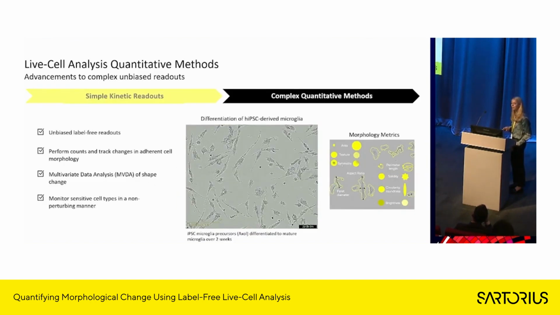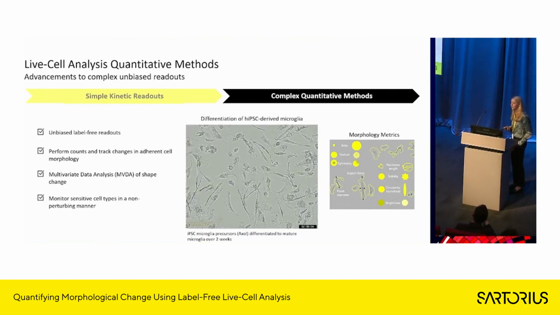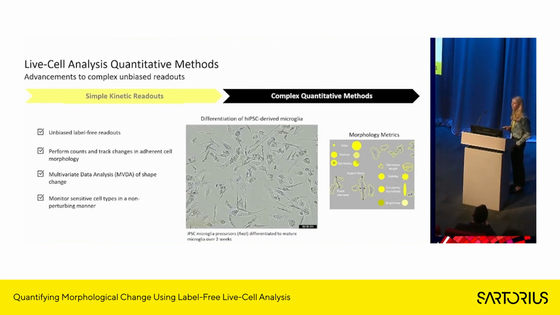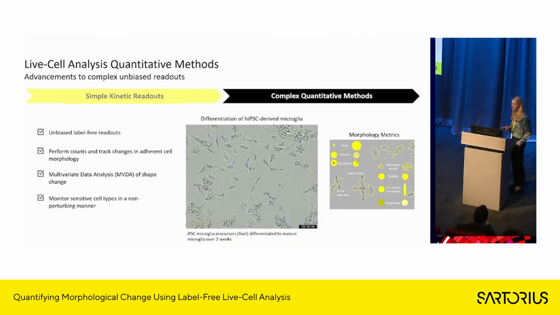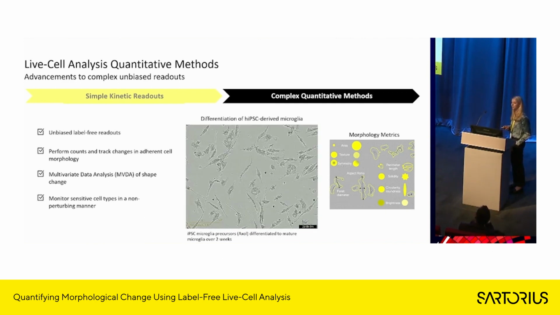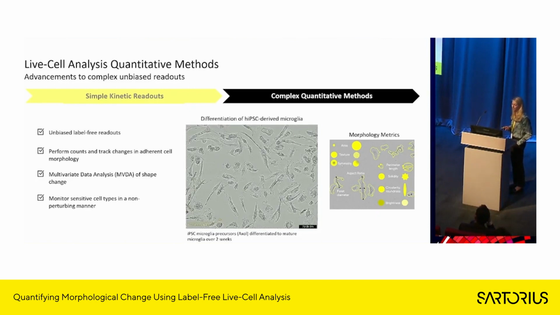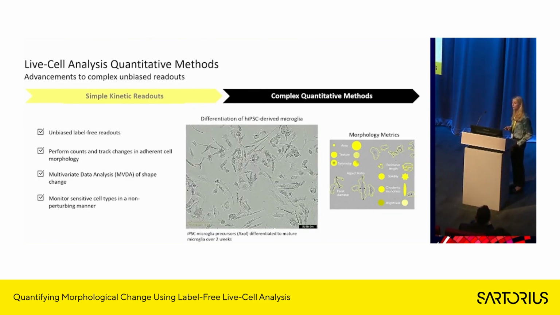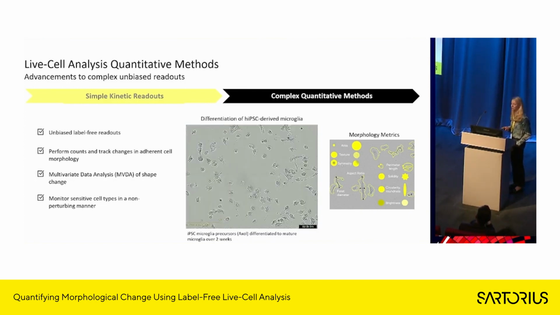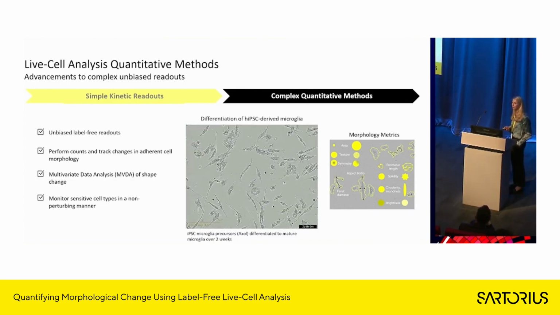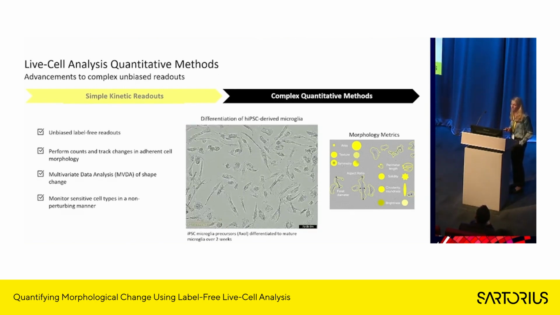However, the development of advanced machine learning algorithms has facilitated the development of more complex quantitative label-free methods that, in combination with live cell imaging, allow us to monitor kinetic changes in cell morphology. For example, we can perform counts of viable versus apoptotic morphologies, or monitor dynamic changes that occur during differentiation, as exemplified in the video here of iPSC-derived microglia.